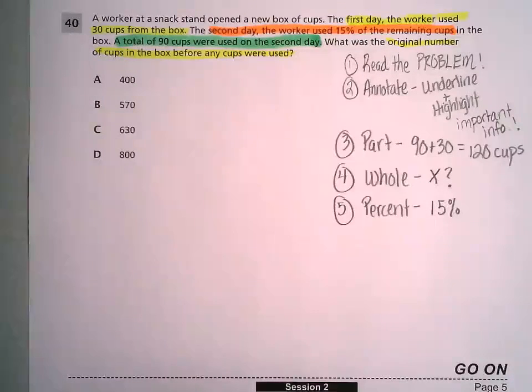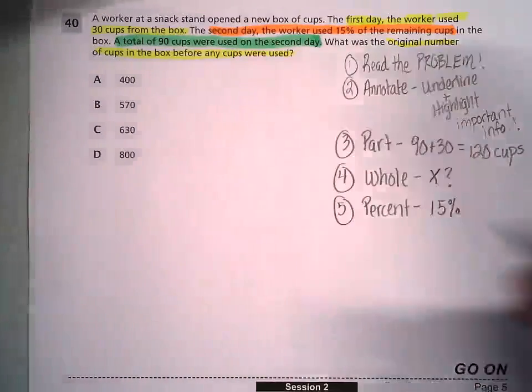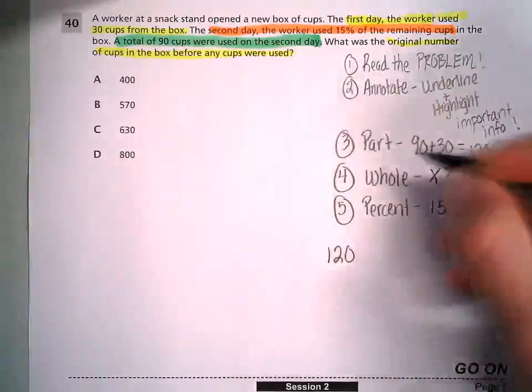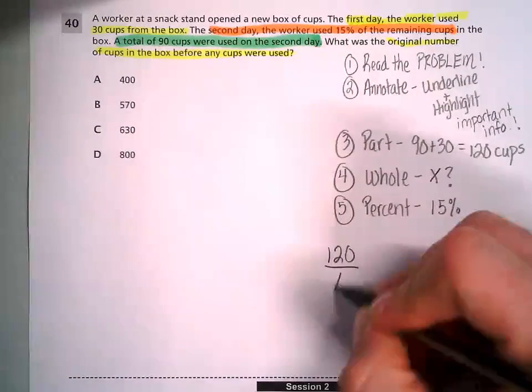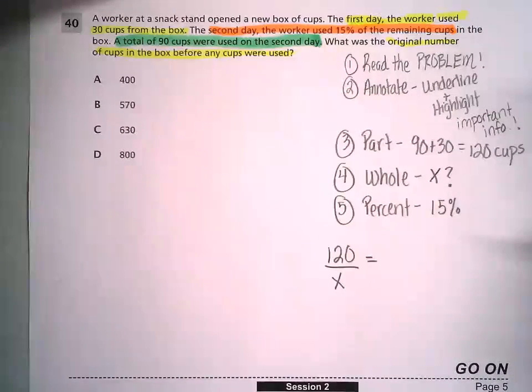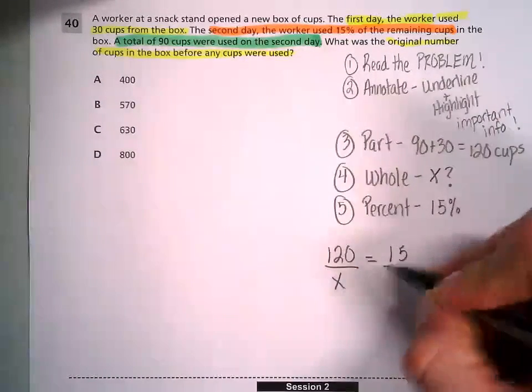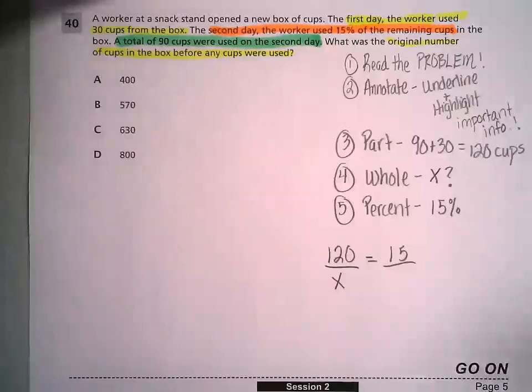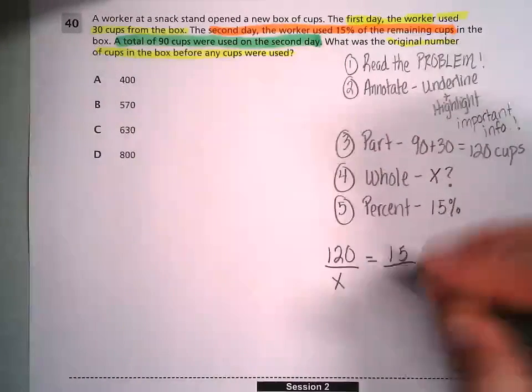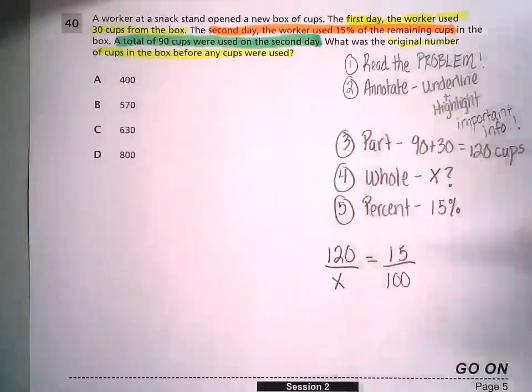So this is something that they will normally do. They'll add in an extra step before you can actually get to setting up your proportion. So if we set up our proportion, we have part over whole. So part over whole would be 120, because we have our part, over whole, which is x, and then we have our percent, which is 15, over what's the maximum or the total amount that a percent is out of. And we always need to know that that's 100%. Everything's always out of 100%.